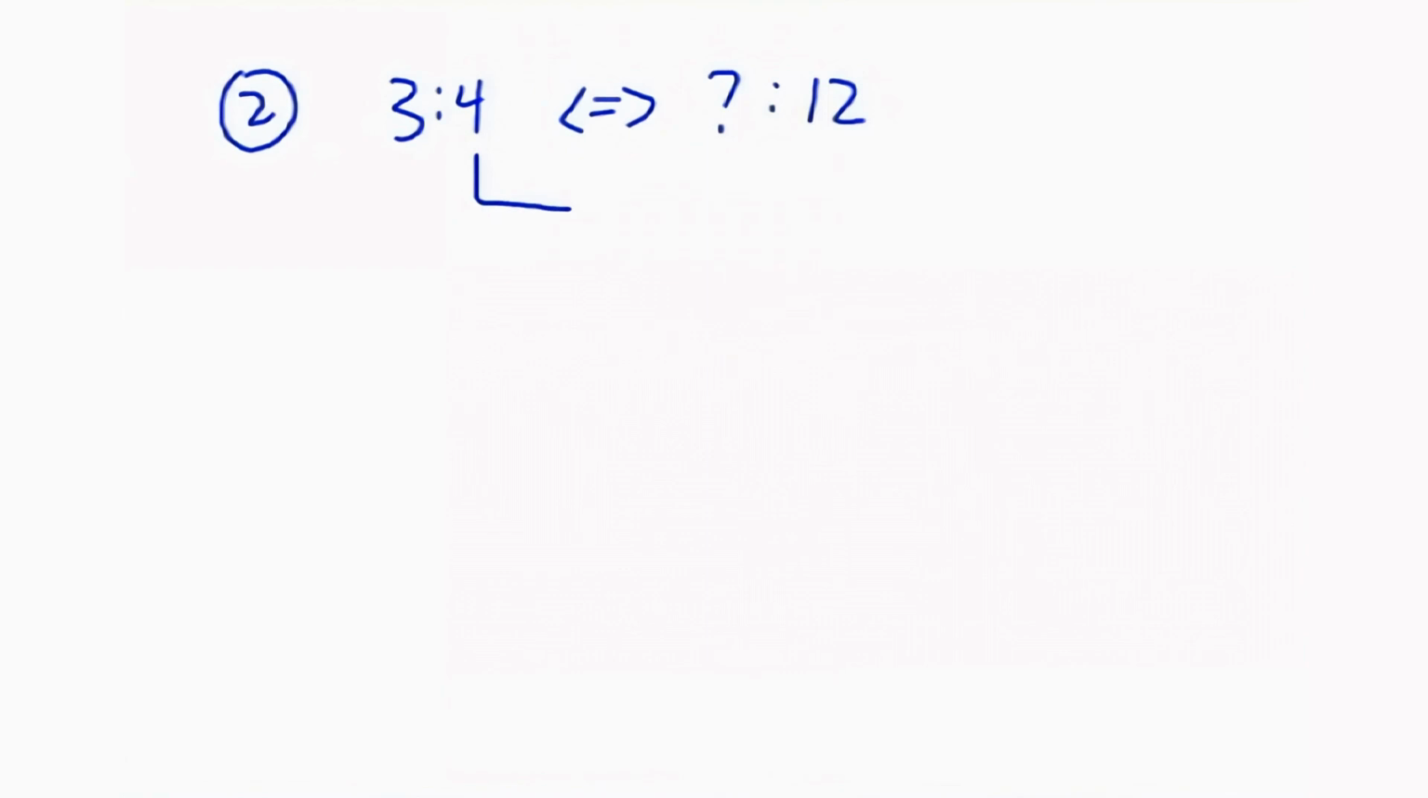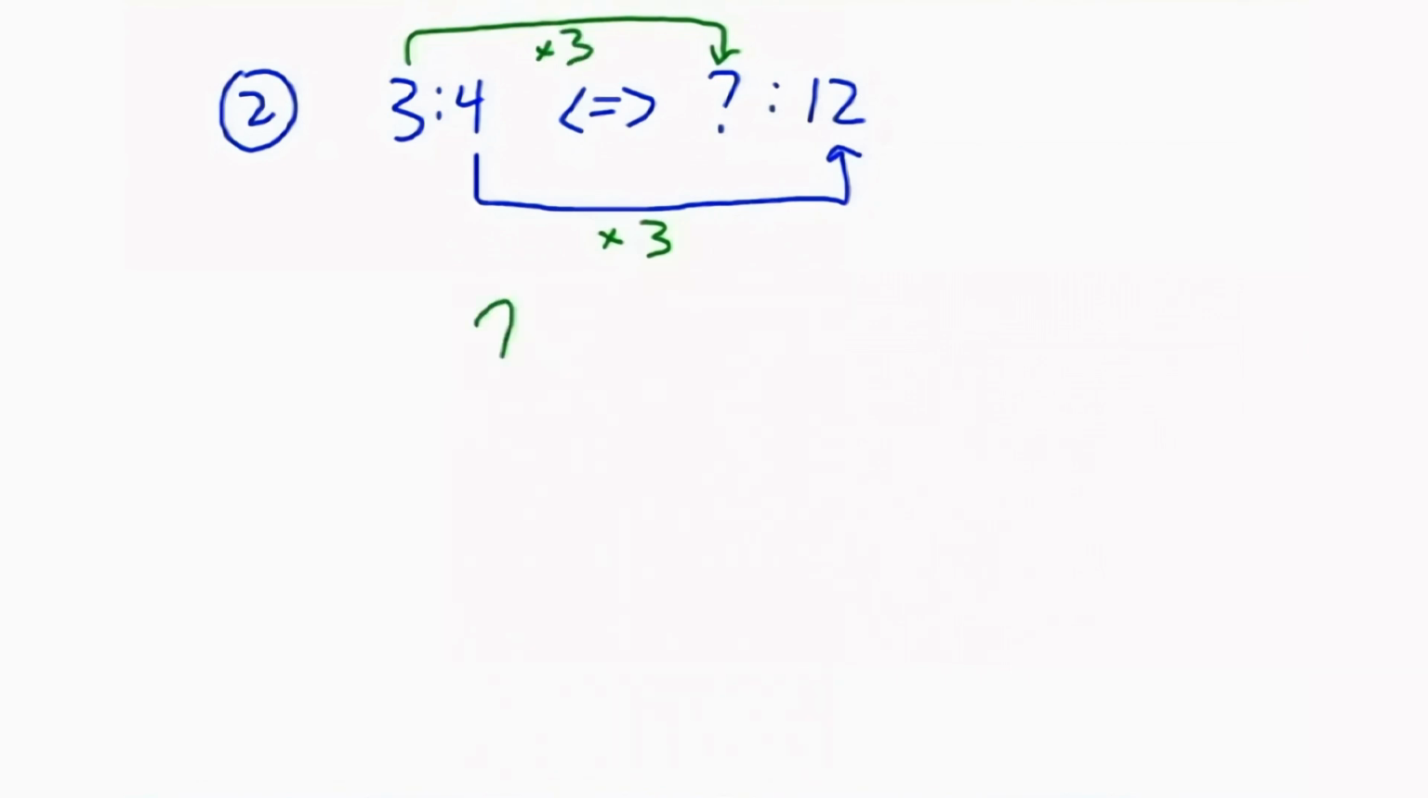If we're going to solve something like this, 3 to 4 is the same as something to 12. Well, now we're going to do the same thing, except we're now going to look at how does 4 turn into 12. Because these are ratios and proportions, you're always multiplying or dividing. So 4 turns into 12 by multiplying by 3. So we would have to multiply 3 by 3 to figure out what this unknown is, and the unknown is definitely going to be equal to 9.